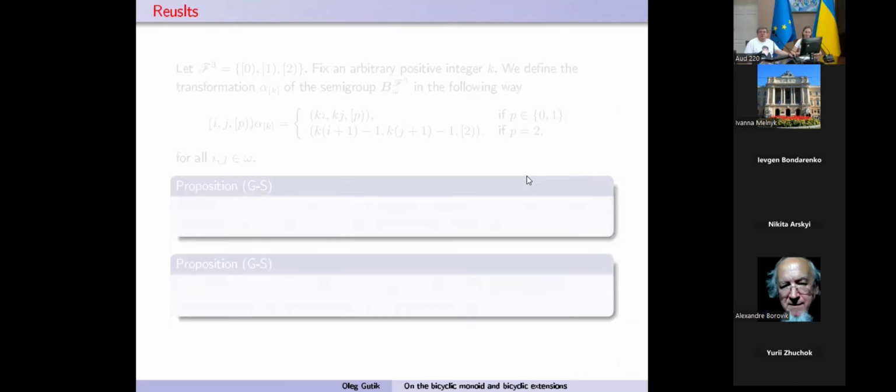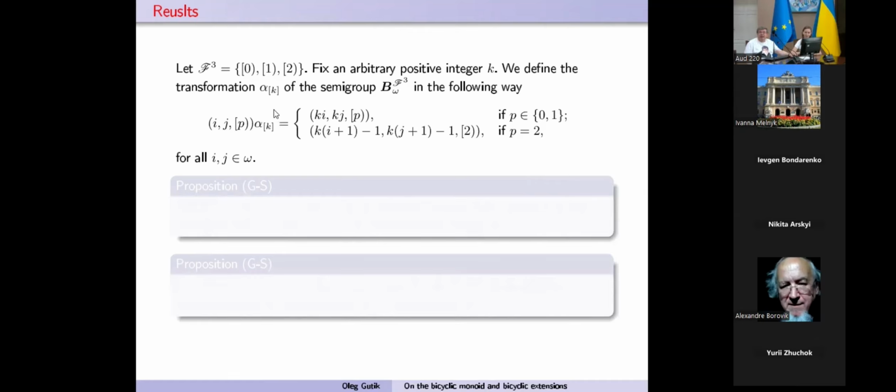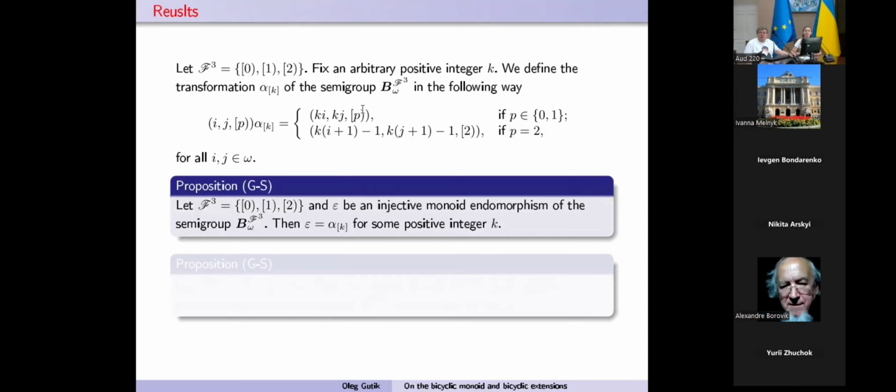And what will happen when our family is larger, which contains three elements? This problem we solved with Marko Serivka. And we show that there are only such endomorphisms of B omega F, there are no others.